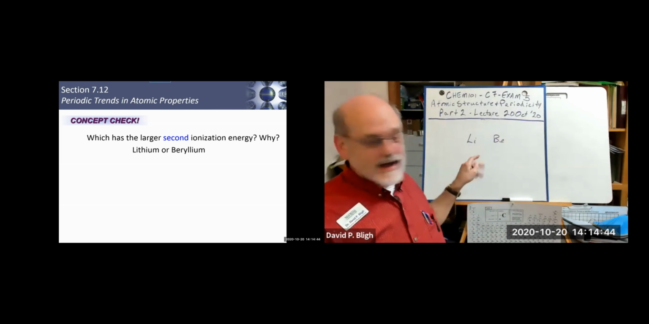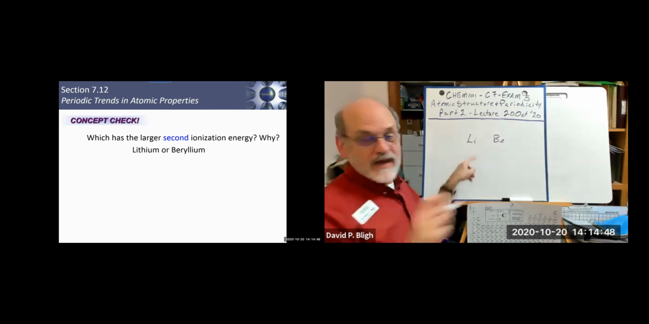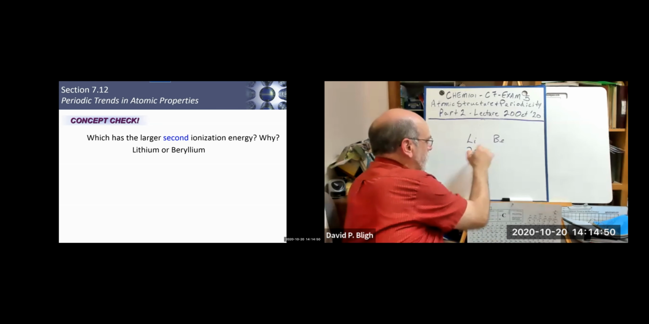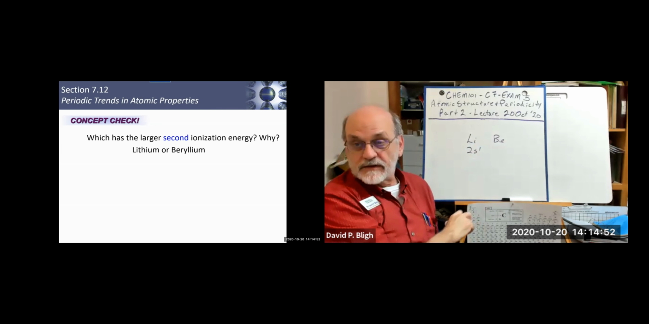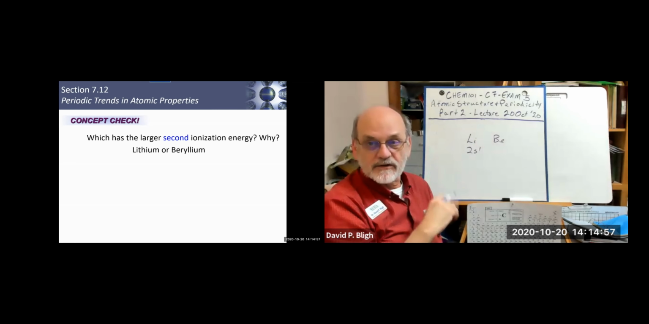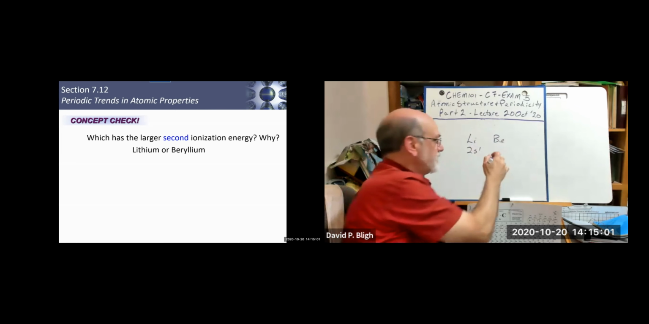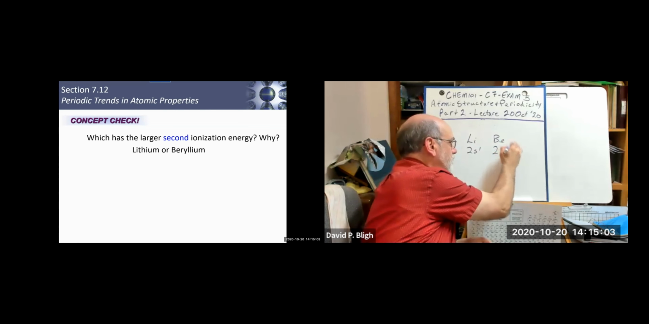So, what are its valence electrons? Well, lithium has a 2s1. Right? It's in the first column, and it's second energy level, so it's 2s1. Beryllium is right to the right of it. It has 2 electrons. Okay?